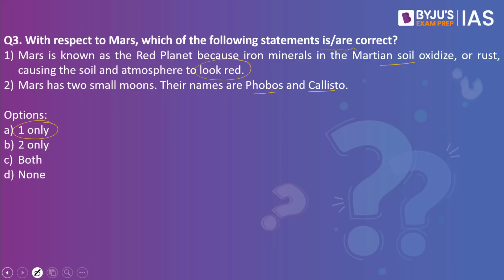When we look into it, the first statement is right. Yes, Mars is known as the red planet. That is because of the iron minerals. The second statement is wrong. That is because, yes, Mars has two small moons, but their names happen to be, one is Phobos, the other one is not Callisto.